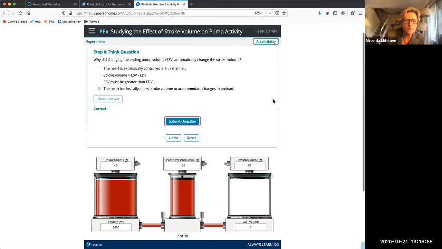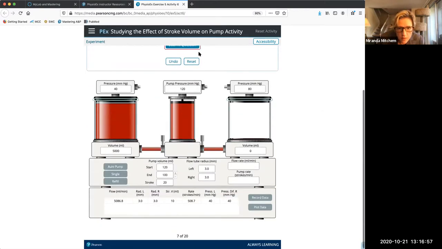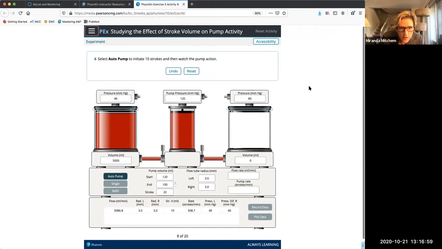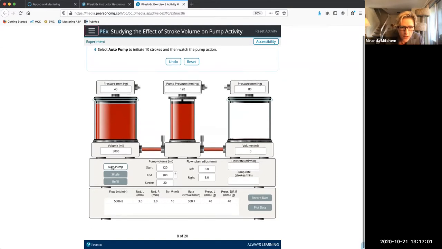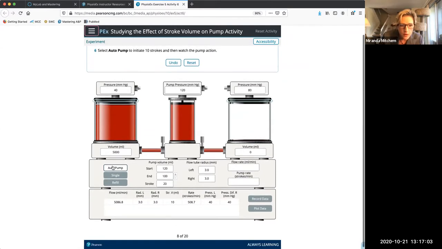Let's do that. There we go. Submit question. Set auto pump to initiate the 10 strokes at a stroke volume of 20. Let's see what happens. Got it. We're going to record the data.